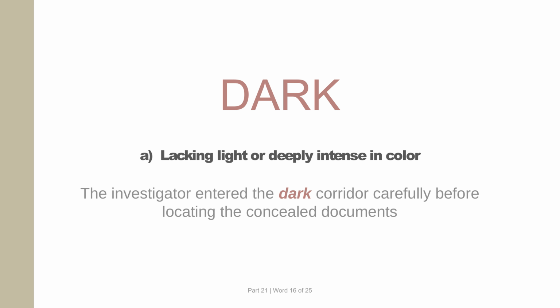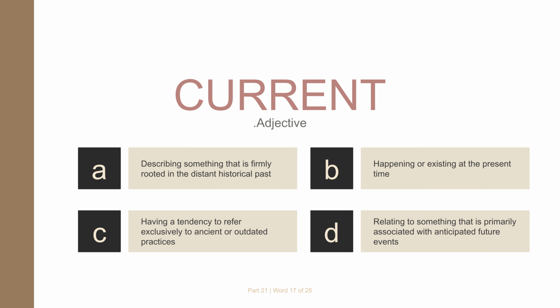Question 17. What is the meaning of current? Option A. Describing something that is firmly rooted in the distant historical past. Option B. Happening or existing at the present time. Option C. Having a tendency to refer exclusively to ancient or outdated practices. Option D. Relating to something that is primarily associated with anticipated future events. Correct answer, option B.